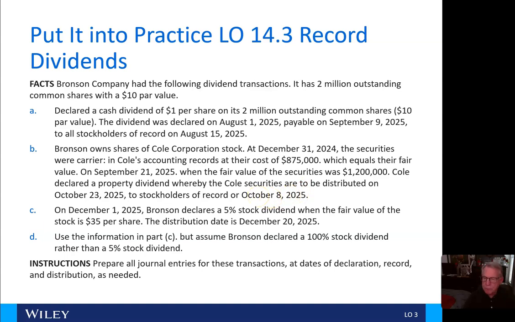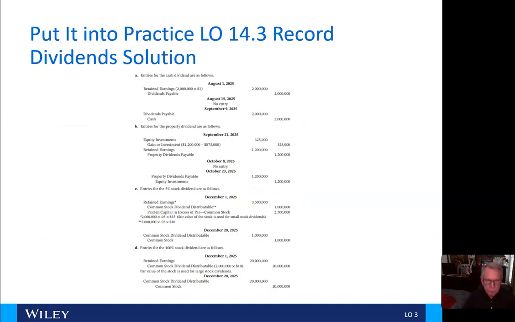So let's look at that one. Here, we're going to debit, just like we did a couple of slides ago, the equity investments. We're going to show the gain on the investment here, $325,000, and retained earnings then will debit for $1.2 million, and credit property dividends payable for $1.2 million. Then no entry for date of record, and then we'll debit property dividends payable to zero that out, and credit equity investments for $1.2 million.